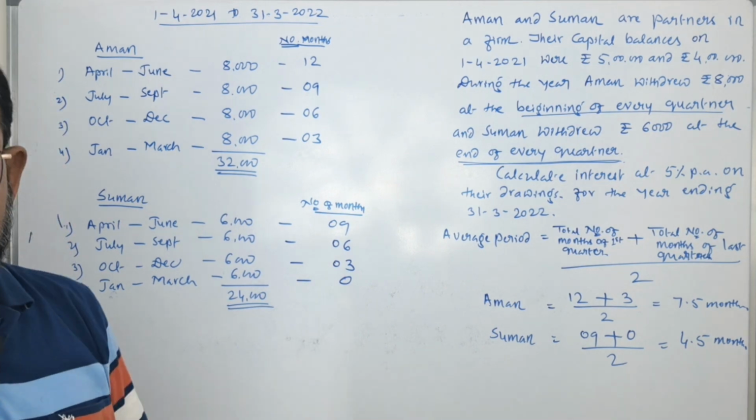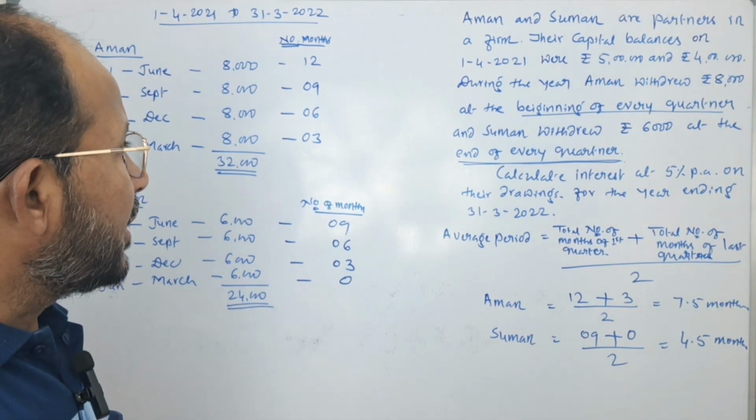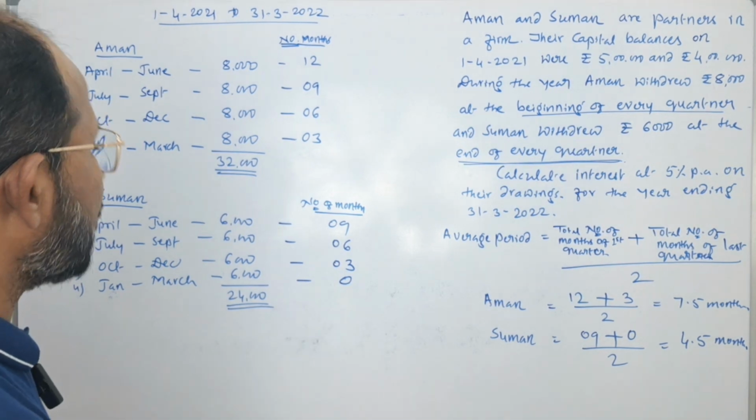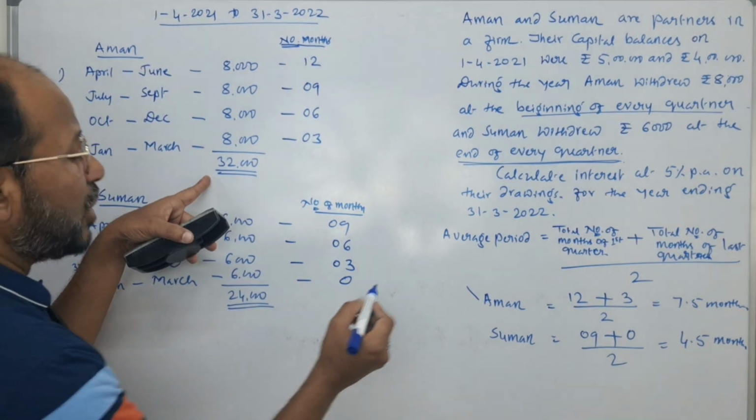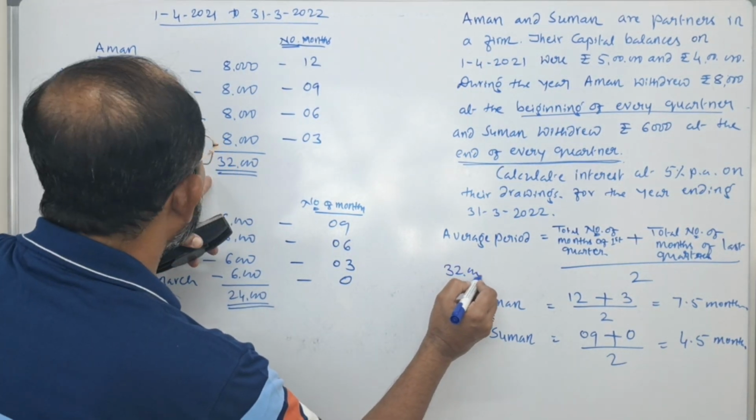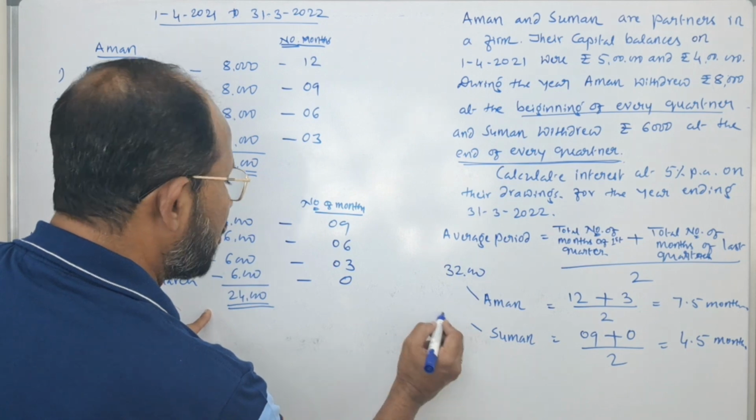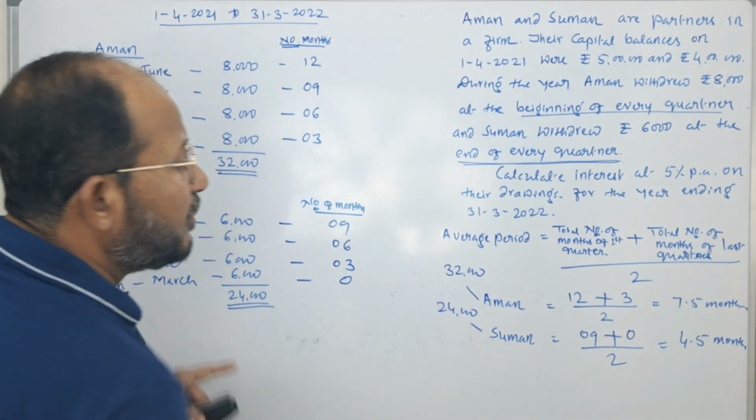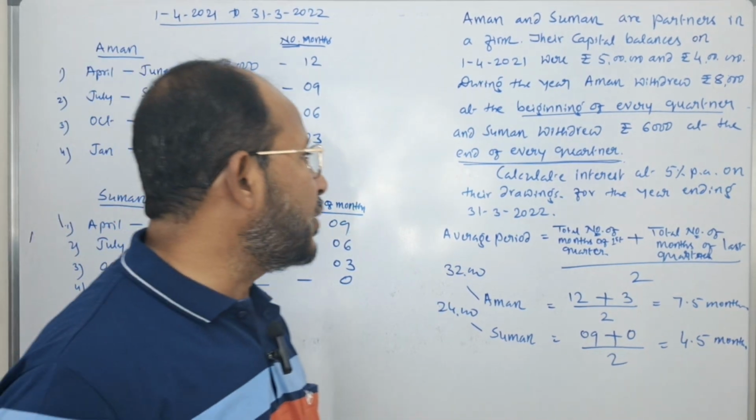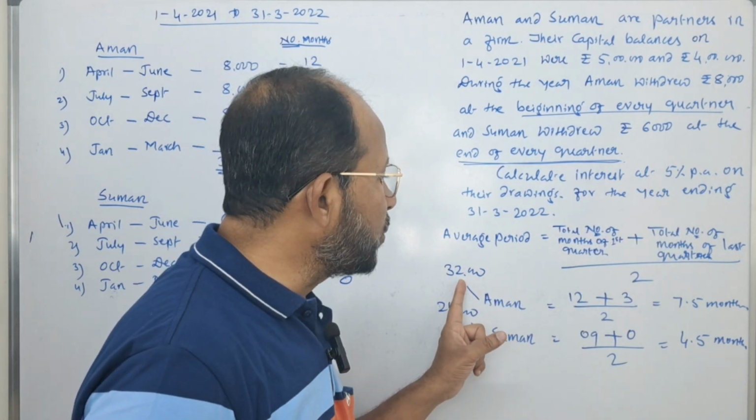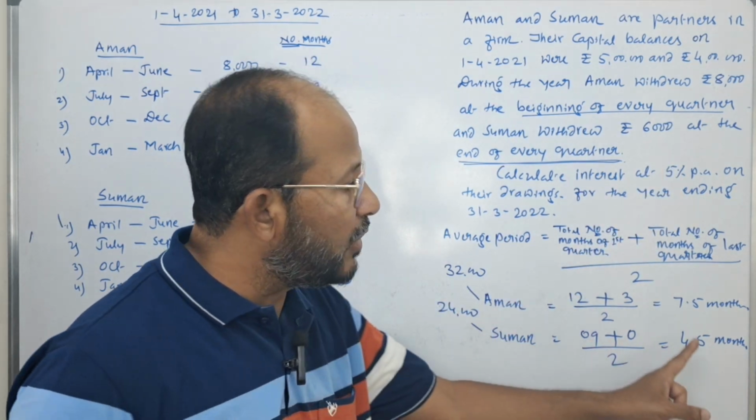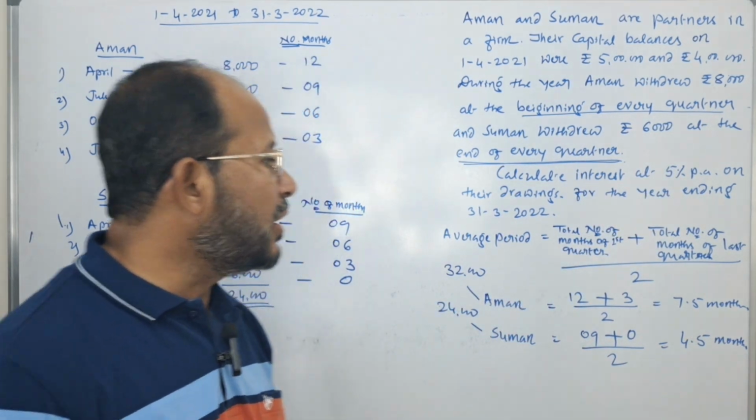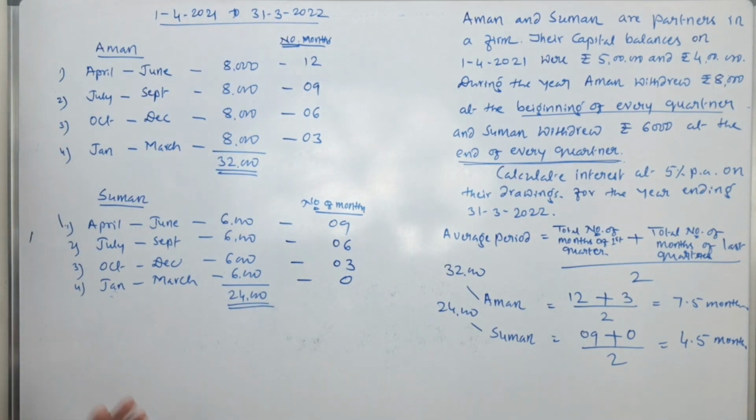Now we calculate interest on drawings of partners. See how much Mr. Aman has withdrawn. Aman has withdrawn a total amount of rupees 32,000 and Mr. Suman has withdrawn rupees 24,000. Therefore, the simple thing is now we need to apply 5% of 32,000 for 7.5 months, and 5% of 24,000 for 4.5 months. Whatever amount we get, that is nothing but the total interest on drawings of both the partners.